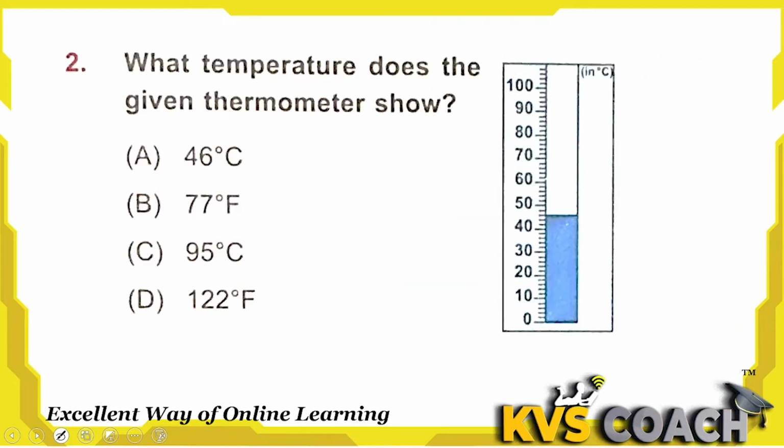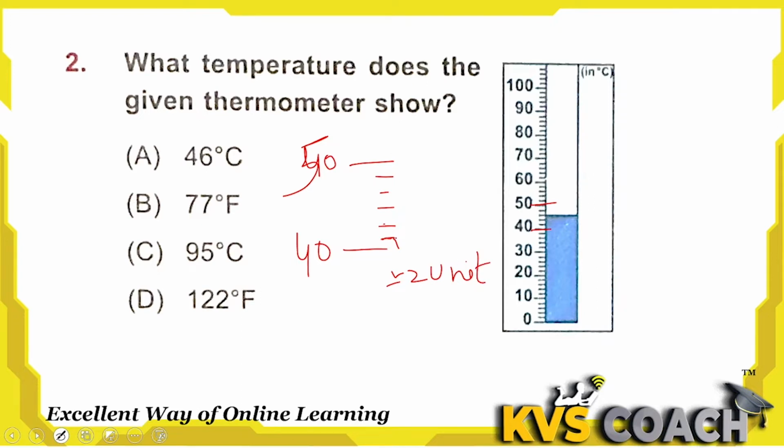Next is what temperature does the given thermometer show. Look at this thermometer. It is between 40 and 50, and in between 40 and 50 you can see there are 5 small lines. 1 2 3 4 5. Do you know what is the meaning of this line? Actually here it should be 10 lines, but now it is given 5 lines. It means one line stands for 2 units. Okay, it is for 2 units.